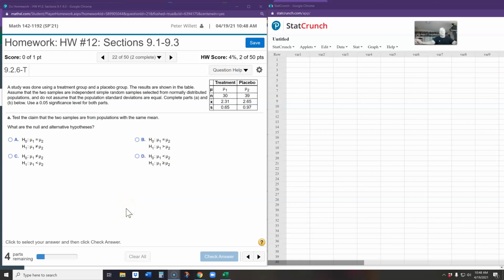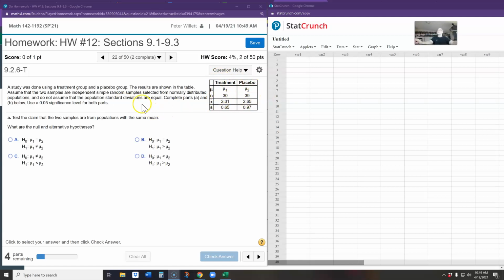Hey there, students. What I have for you here is a problem in which we are supposed to compare two population means. And this is number 22 on homework number 12, which is from chapter 9, and it's from section 2 of chapter 9. So in this problem it says a study was done using a treatment group and a placebo group. The results are shown in the table, so they have a little table with the summary stats here.